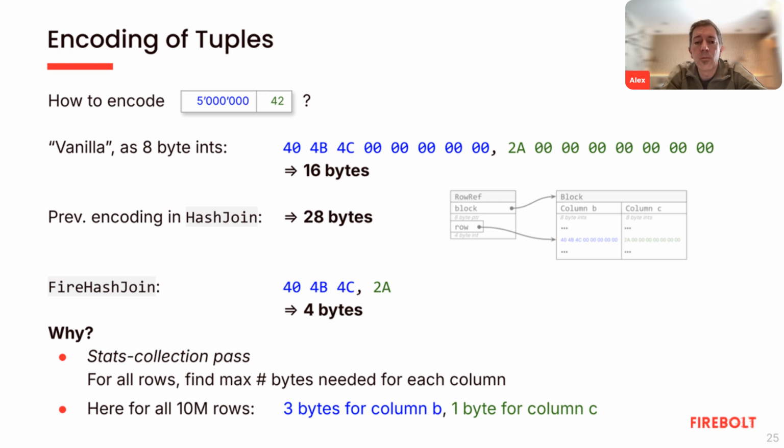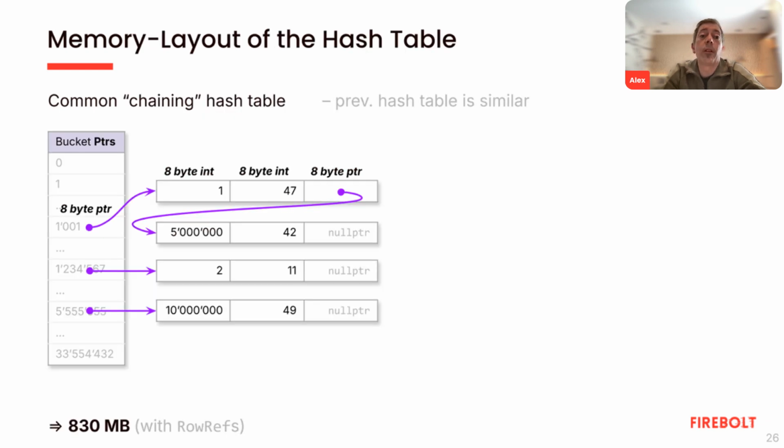And what we're collecting is really just, for all rows, we find the maximum number of bytes needed for each column to represent it. So here for these 10 million rows, we find out that we only need at most 3 bytes to represent values in column B, and we need exactly 1 byte to represent values in column C. And hence, we can then take these 2 values, and instead of using 16 bytes, we can be 4x smaller and encode them in 4 bytes. So that's already pretty nice. And so what about the memory layout?